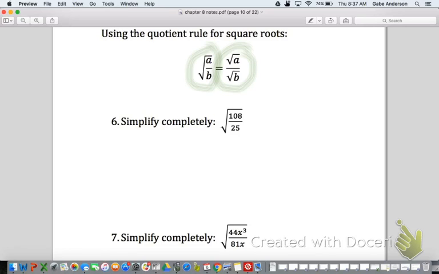This rule goes both ways too. If you have the square root of a over the square root of b, you could simplify it going from right to left and make it just one big square root. But today, we're mostly going to be focusing on going from left to right, where we go big square root equals a little square root over a little square root. So an example of how this could work, number 6, simplify completely. Here is one way we could do this. I could say that the square root of 108 25ths could be rewritten as the square root of 108 over the square root of 25. So the square root of a fraction could be rewritten as a fraction of two different square roots.